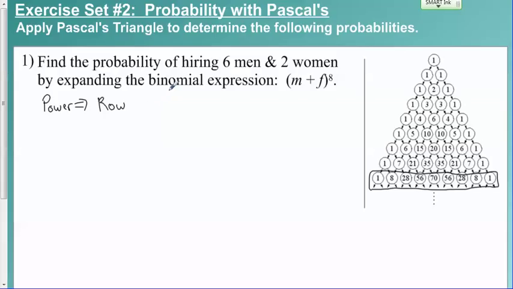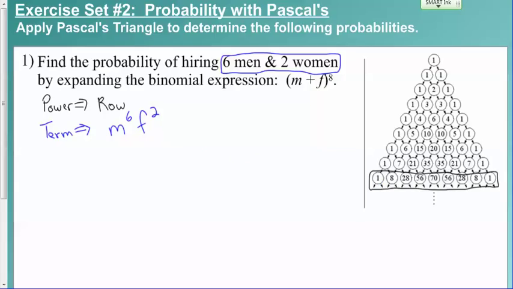Now, what we also need to keep in mind is that the outcome, 6 men and 2 women, tells us our exponents for M and our exponents for F. 6 men and 2 women means we want to look for the term where M has an exponent of 6 and F has an exponent of 2. 6 men and 2 women. And so we're going to expand this row until we see this term.